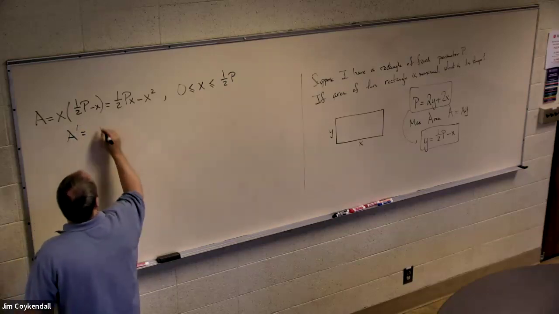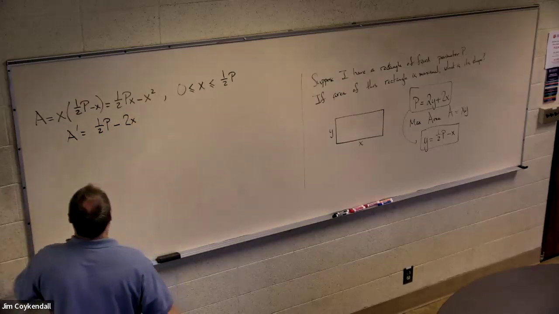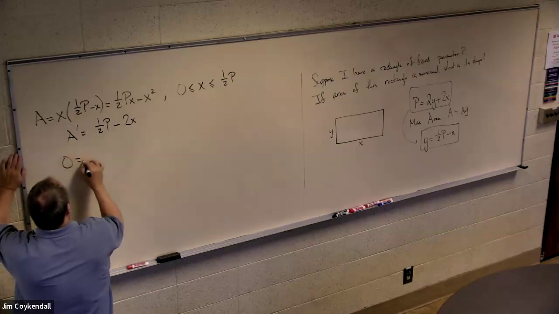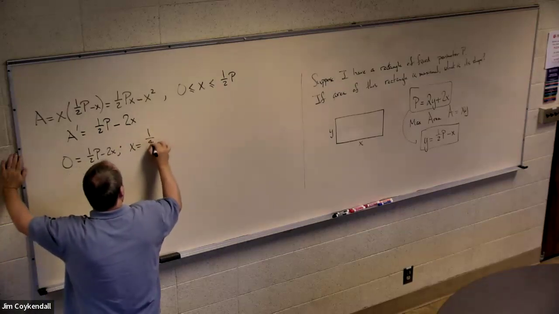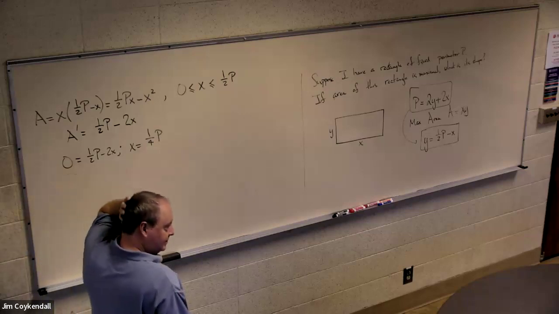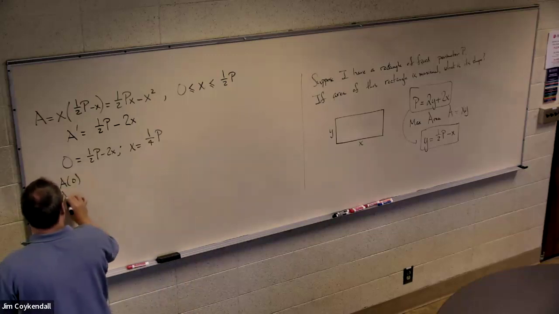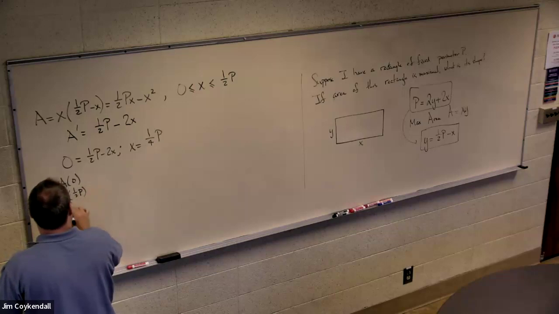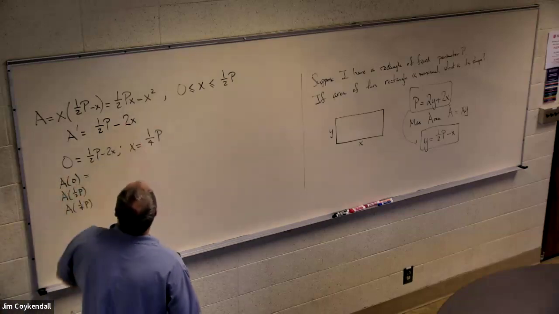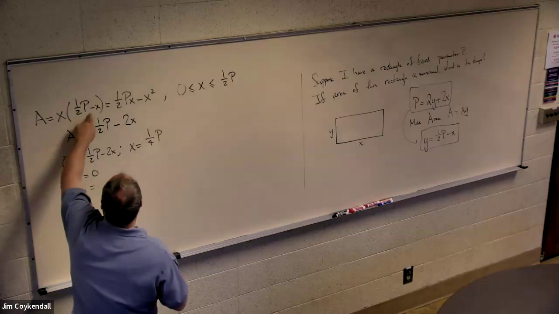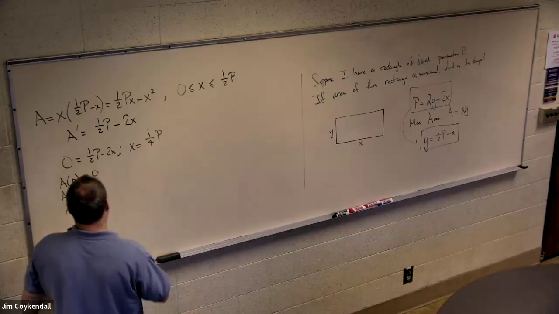So the derivative now is 1/2 p minus 2x. So set this equal to 0. I get x is 1/4 the perimeter. Now all you have to do is check the endpoints, and then check this critical number that we found inside. If you plug in 0, you get 0. If you plug in 1/2 p, you get 0. And that makes sense because the two extreme versions were just line segments. They shouldn't have any area at all.